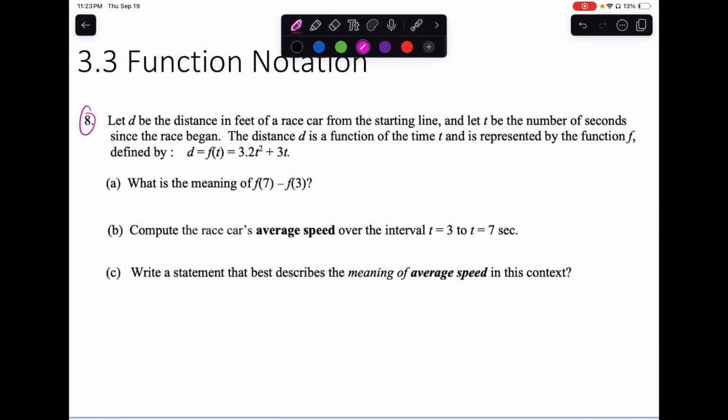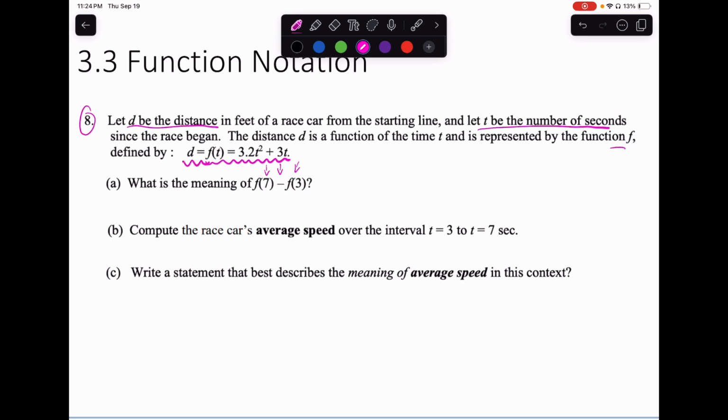This would be an average rate of change example, but I selected it because it's using function notation. So we have: let d be the distance in feet of a race car from the starting line, and let t be the number of seconds since the race began. So I'm going to underline that. The distance d is a function of the time t and is represented by the function f. So what they're saying here is f of t is equal to this expression, and f of t is equal to d, our distance.